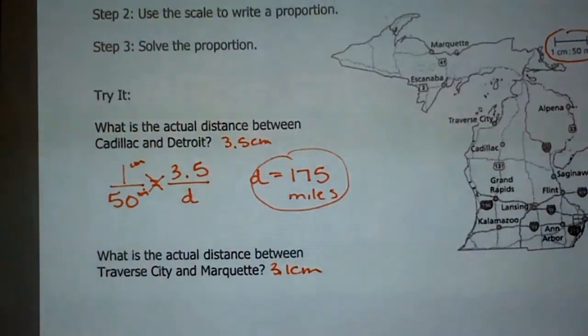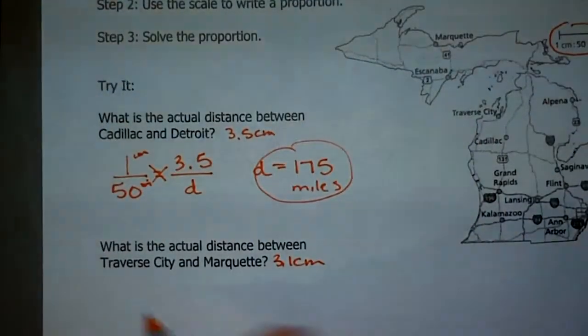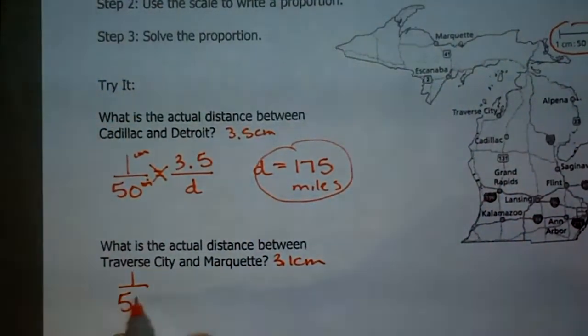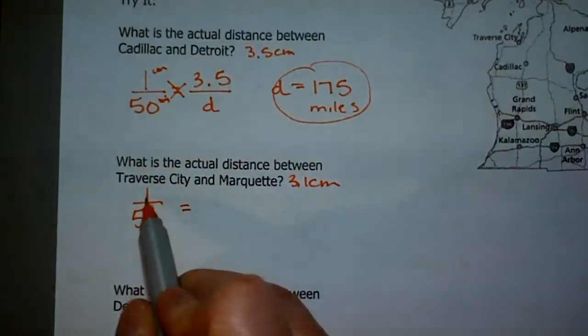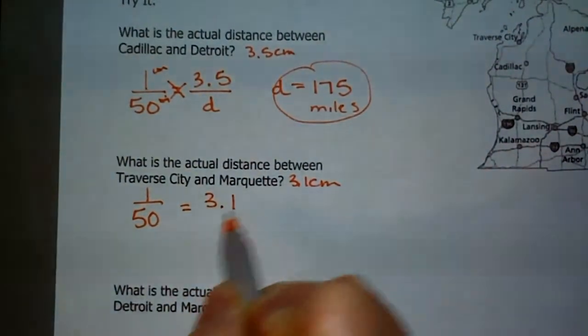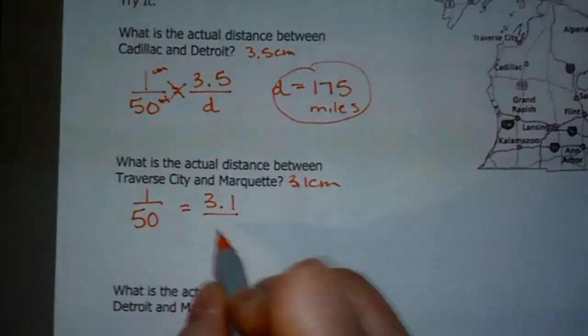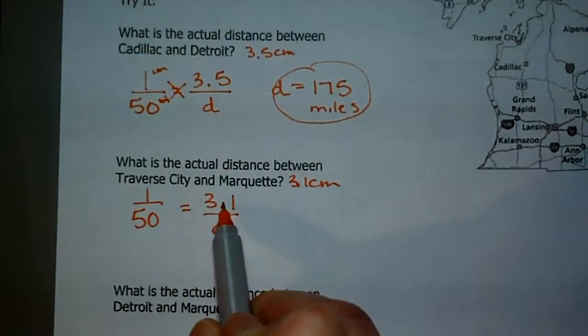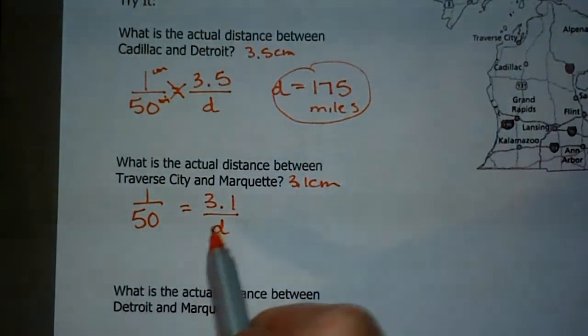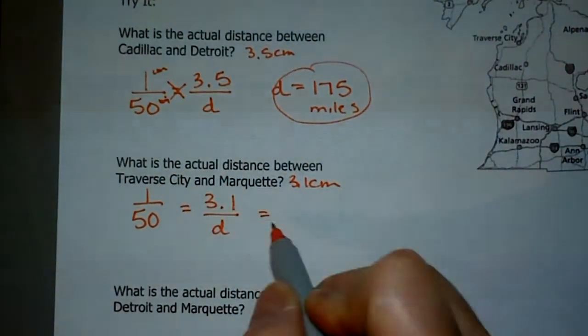Step 2, so we did our measurement. Step 2, let's set up a proportion. So I'm going to use the 1 centimeter to 50 miles. And that's equivalent to, remember centimeters goes across from centimeters, 3.1 to what? We want to know what that distance is. So again, the centimeters are across from the centimeters, the miles are across from the miles. We're going to cross multiply.